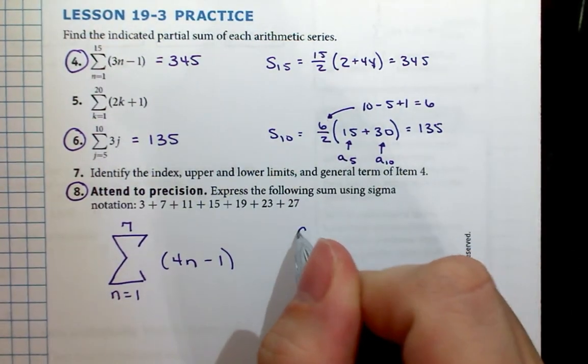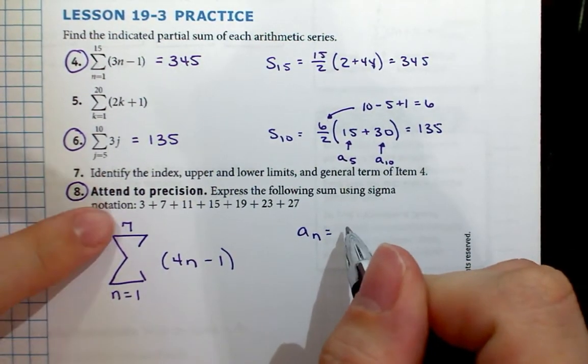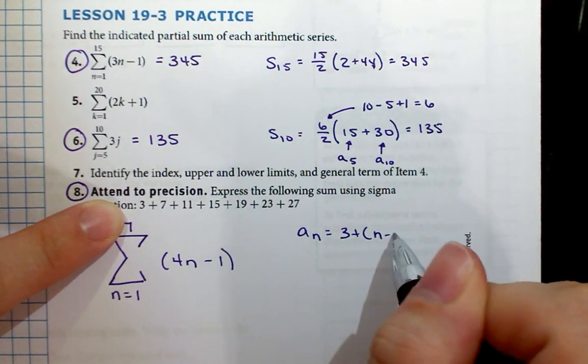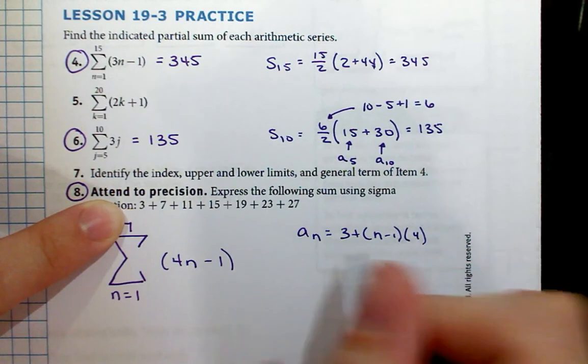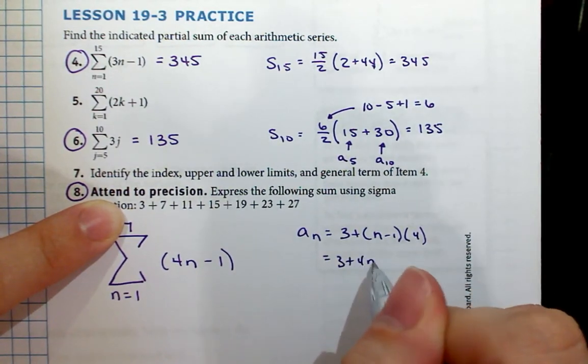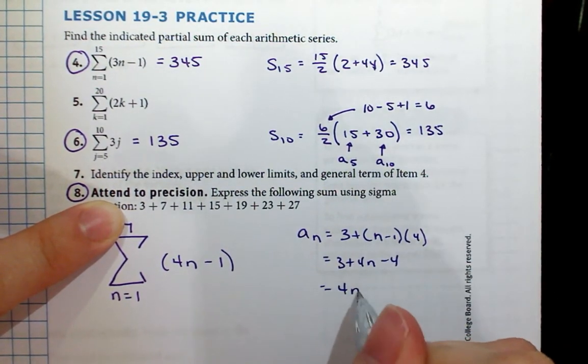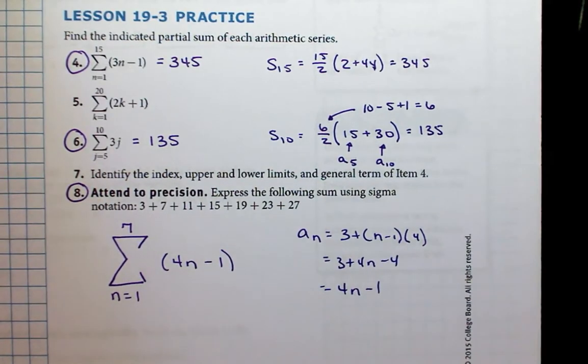Because if you were trying to figure this out by hand, you'd start by putting the first term plus n minus 1 times, and we're adding 4. And then, of course, just multiply this out to get that 4n minus 1. Or you could say negative 1 plus 4n. The order does not matter here, okay?